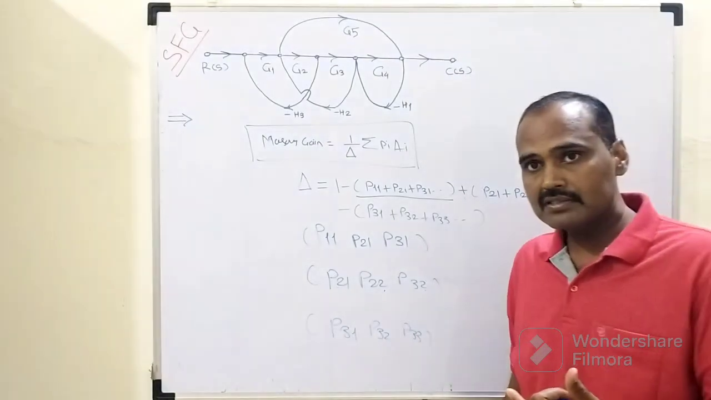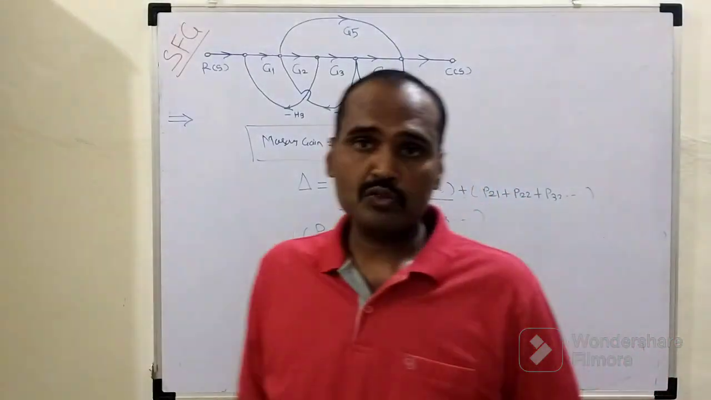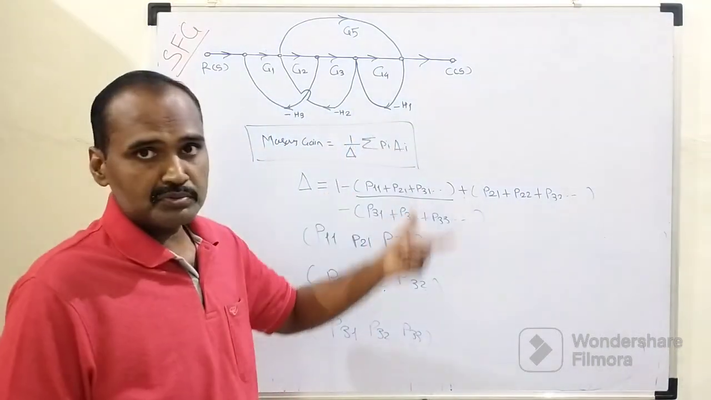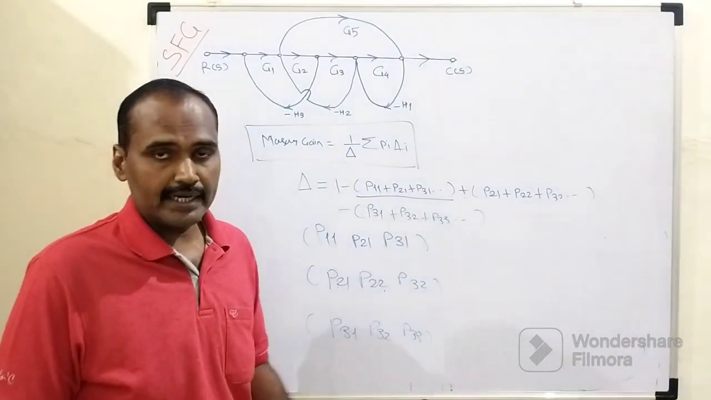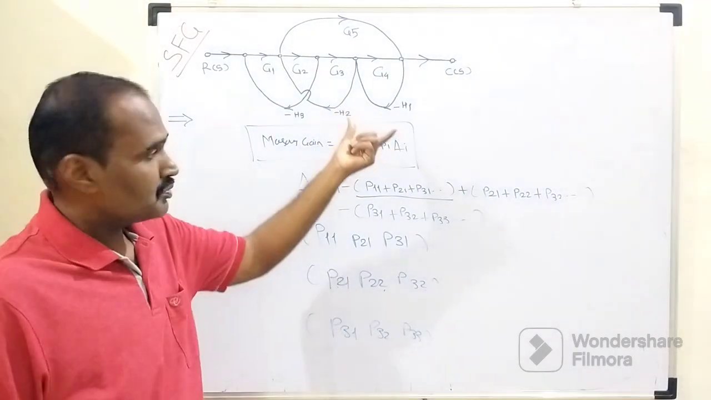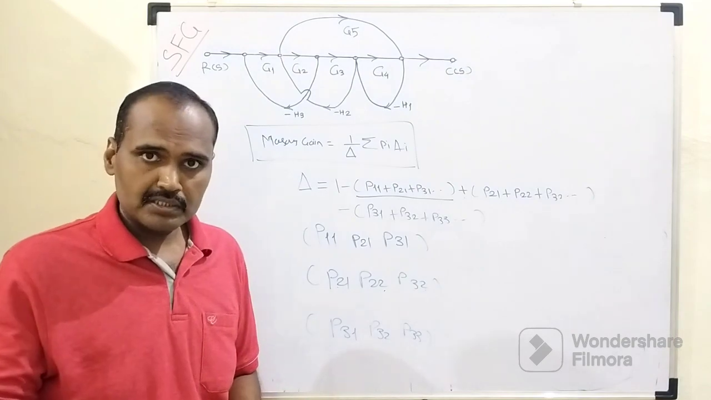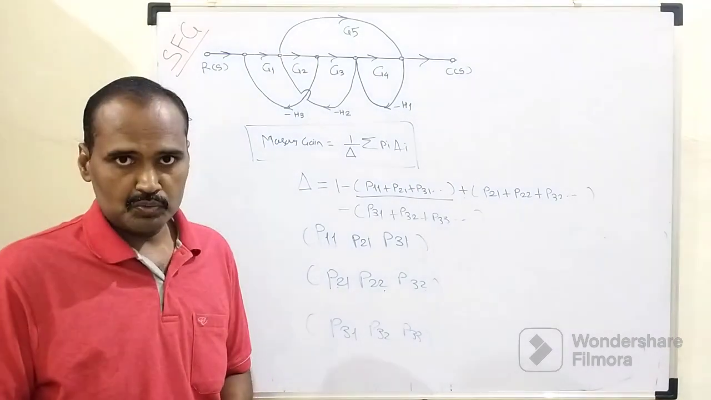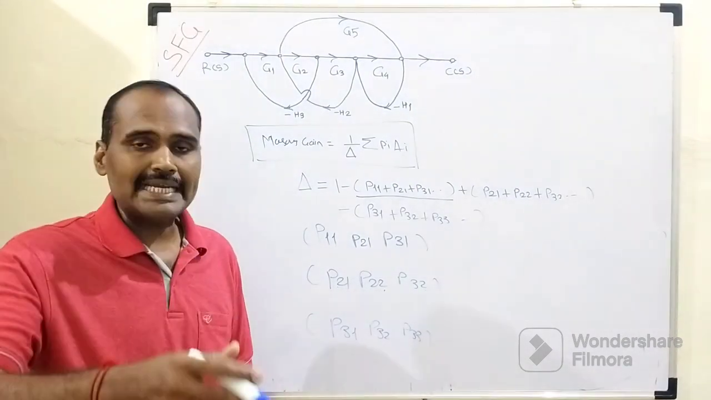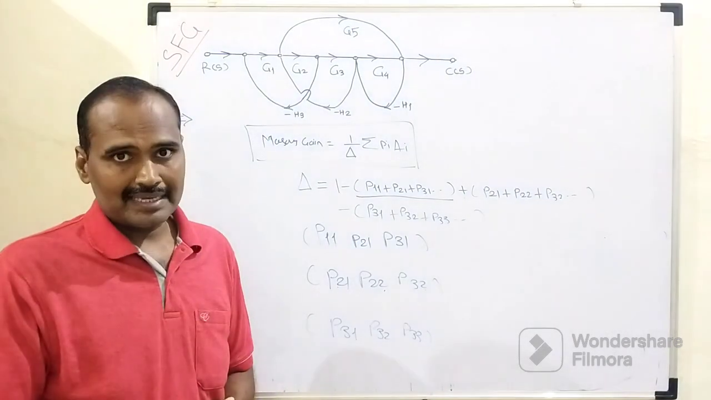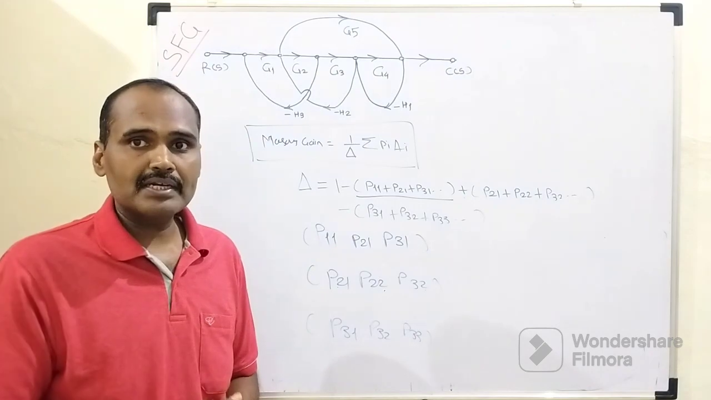First of all, we need to understand what we mean by non-touching loops. Suppose there are n number of loops. Out of that n number of loops, we need to find the first two non-touching loops, the second two non-touching loops, and the third two non-touching loops. Non-touching means they are not sharing the same elements or the same nodes. At that time we can call it a non-touching loop.